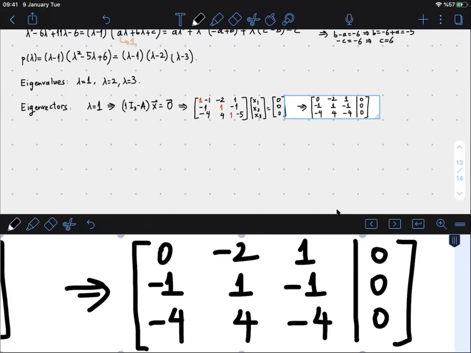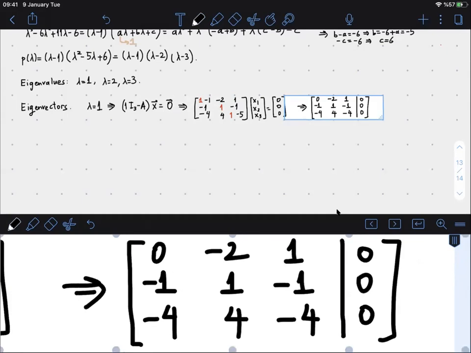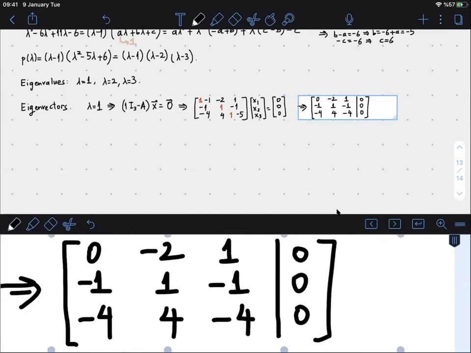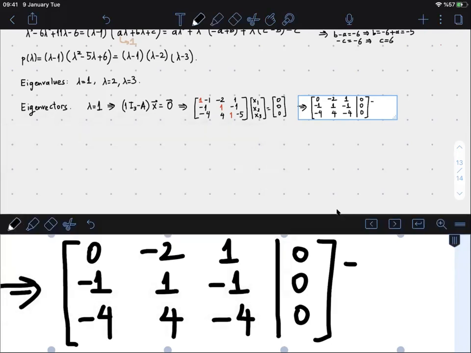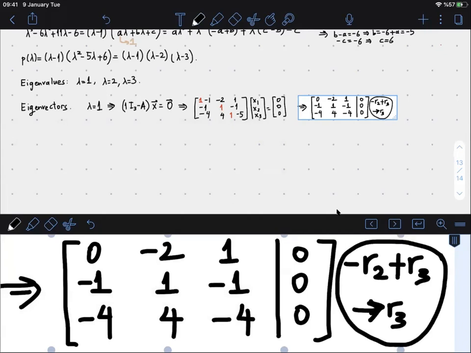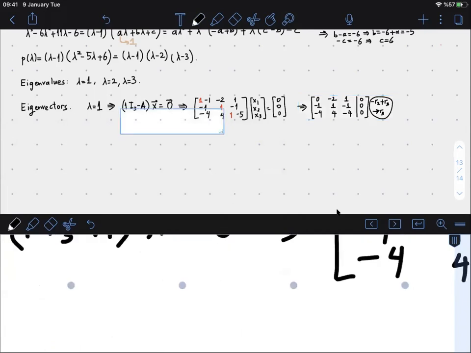Any questions? Okay, so how do you find x1, x2, x3 from this equation? You see the second line and the third line have a relation, so I can make that line 0. In particular, what is the operation I'm doing? I'm adding minus row 2 plus row 3 to row 3. This is the operation I'm doing. And if I do that, I end up with what?